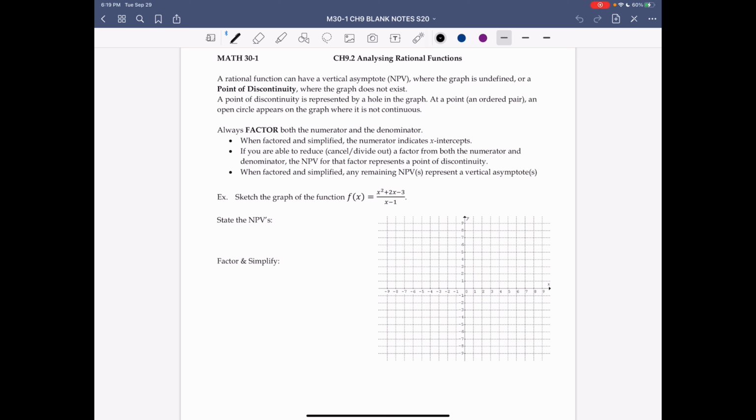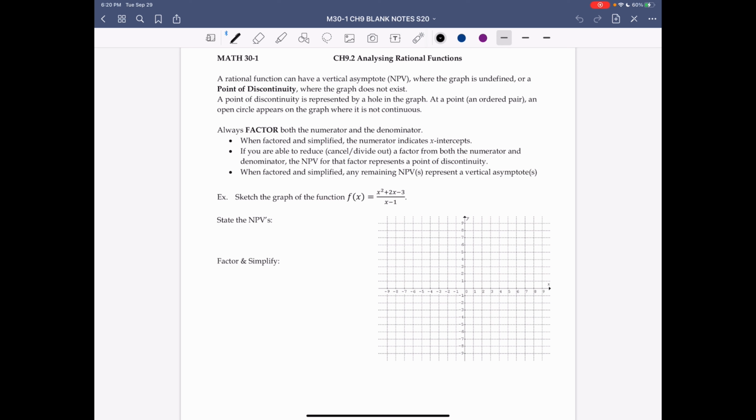We always have to factor both the numerator and the denominator. When factored and simplified, the numerator indicates the x-intercepts. If you are able to reduce, so divide out a factor from both the numerator and the denominator, then the NPV for that factor represents a point of discontinuity. When factored and simplified, any remaining NPVs represent a vertical asymptote.